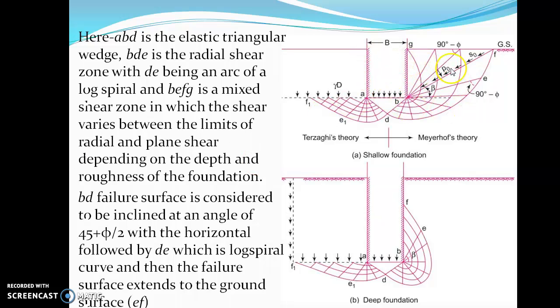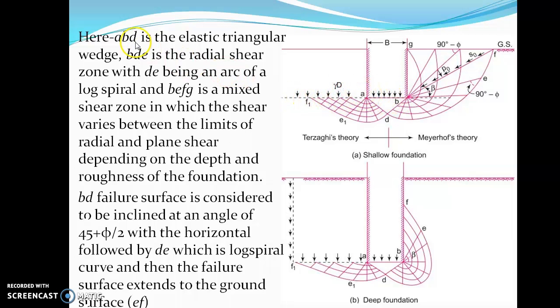Now let's try to analyze. If you look at this diagram, whatever is on this side is Meyerhof's theory, and what is on the other side is Terzaghi's theory, which we have already covered. So more or less the same. The only thing that is happening is the failure surfaces, the logarithmic surfaces, are going much higher above the foundation level. So where is the foundation level? This dotted line is the foundation level.